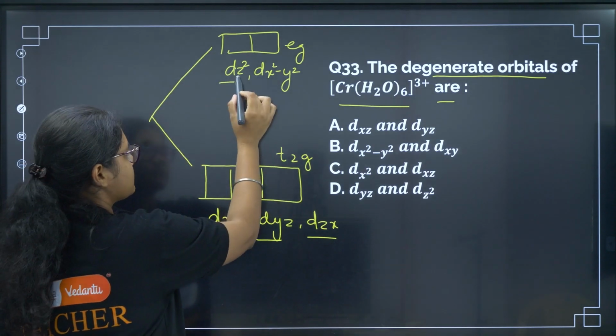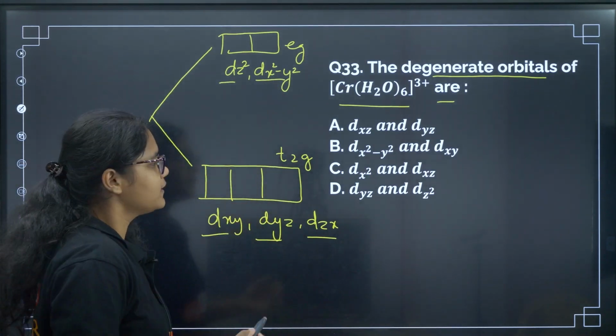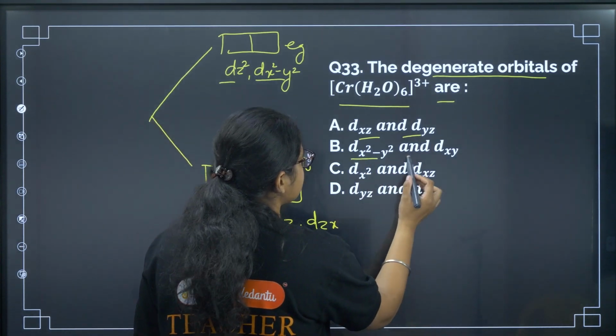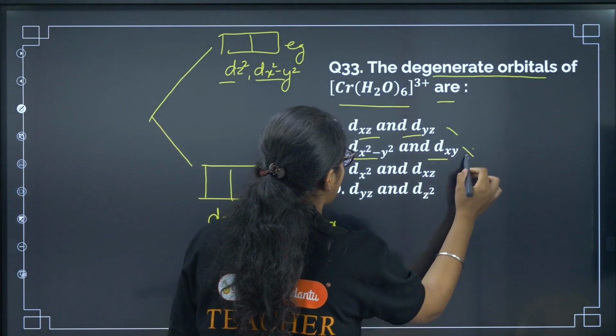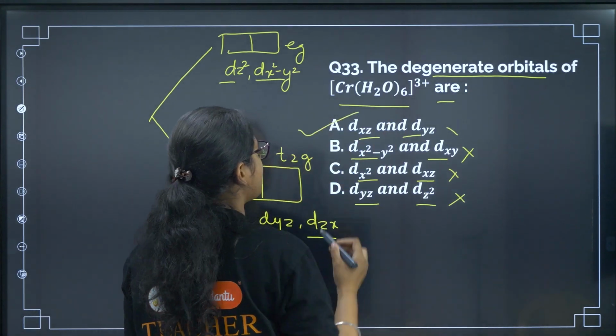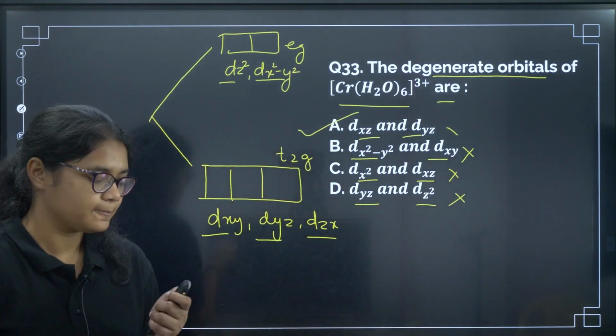Second set is dx square minus y square and dz square. So you can see this xz and yz is there. Then we have dx square minus y square. This is wrong. X square and xz, this is also wrong. Yz and z square, this is also wrong. The correct answer for this question is option number A.